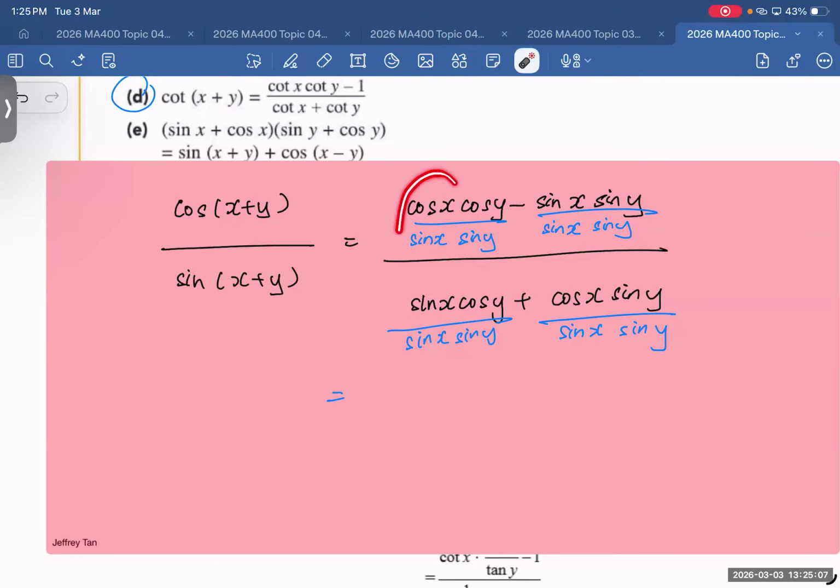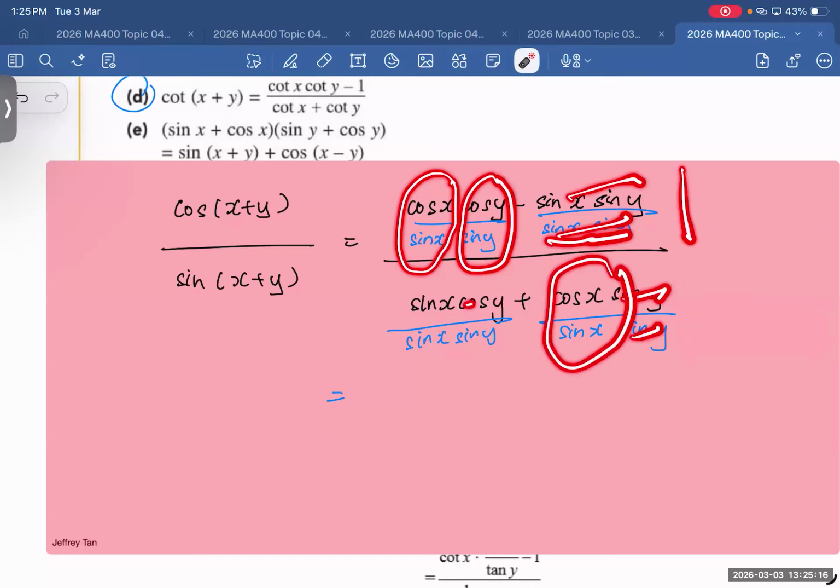So this is cotangent x. Can you see? This is cotangent y. Oh, look at this, this is so beautiful. This is just 1. Cancel, cancel. This is cotangent x. Cancel, cancel. This is cotangent y. Oh, this is just beautiful.